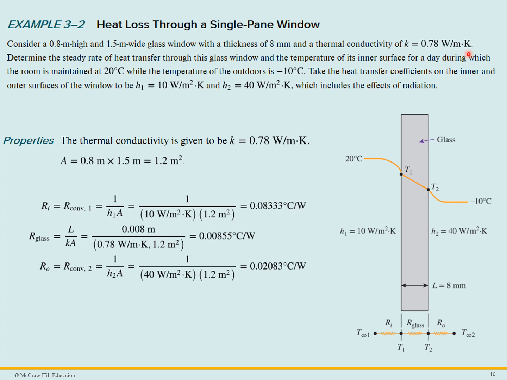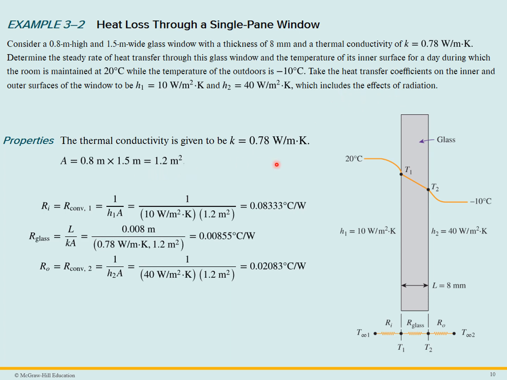We're going to determine the steady state heat transfer through this glass window and the temperature of its inner surface for a day on which the room is maintained at 20 degrees C. So this is the inside of the house. Far away from the window, it's 20 degrees C, while the temperature of the outdoors is minus 10 degrees C. We want to take the heat transfer coefficients on the inner and outer surfaces of the window to be H1 and H2 respectively. This also includes the effect of radiation.